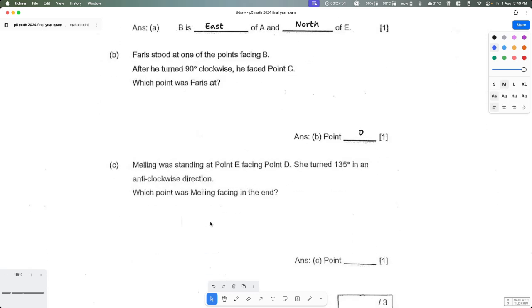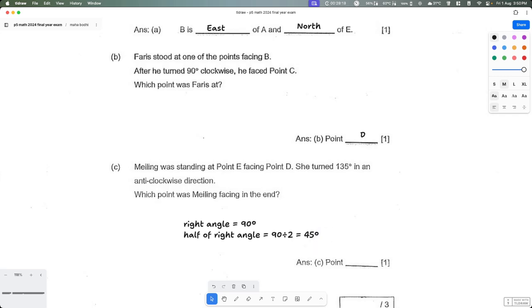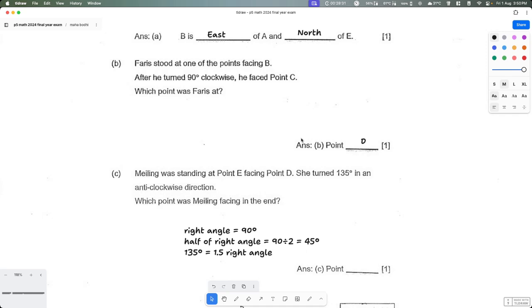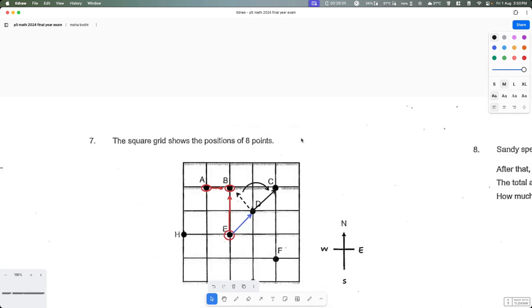So in this case, a right angle is 90 degrees, and half of a right angle is 90 divided by 2, equal to 45 degrees. So that means it's 1.5. So 135 degrees is equal to 1.5 right angles. Something like that, right? So she turned 135 degrees anti-clockwise.